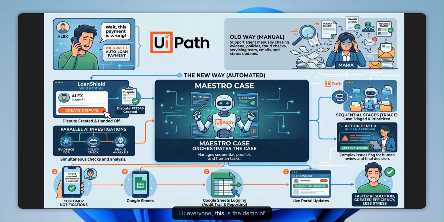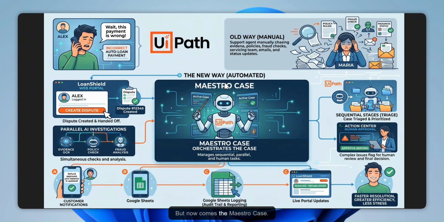Hi everyone, this is the demo of LoanShield, the Maestro case management. There is an auto loan payment that went incorrect. Can you please verify, and I'd like to dispute this charge. And Maria, poor customer support agent, is stuck passing the information to multiple team members. And this is the old way of manually doing it.